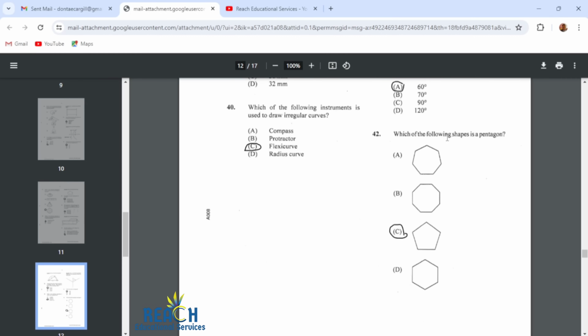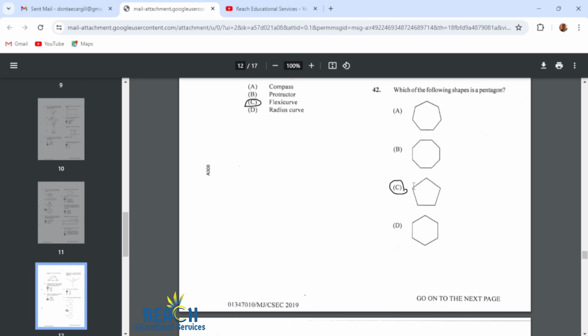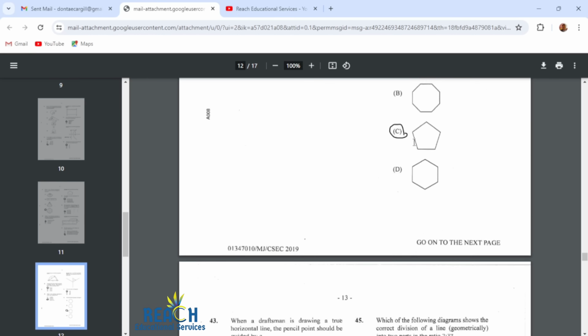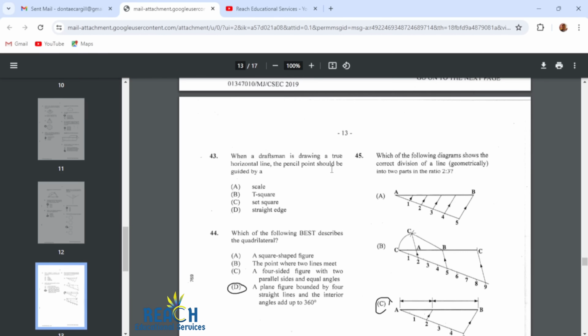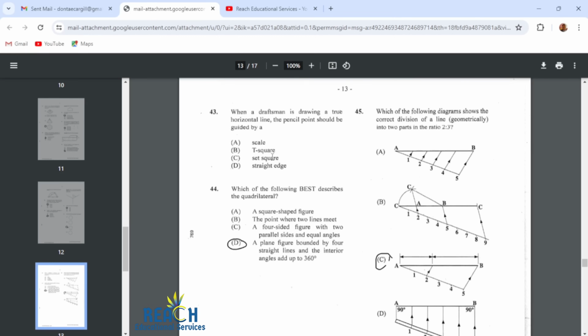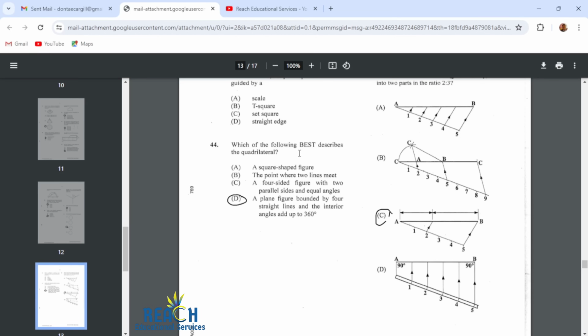Item 42. Which of the following shapes is a pentagon? That is C. Should not be getting that one wrong. Item 43. When a craftsman is drawing a true horizontal line, a pencil point should be guided by a T-square. So you should be using a T-square to help with drawing your horizontal lines.